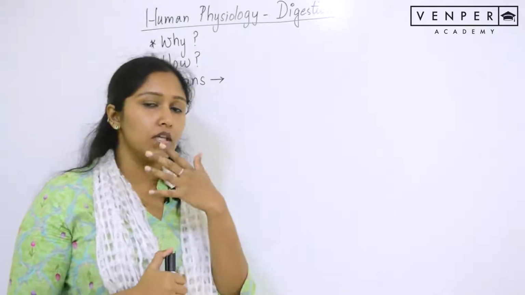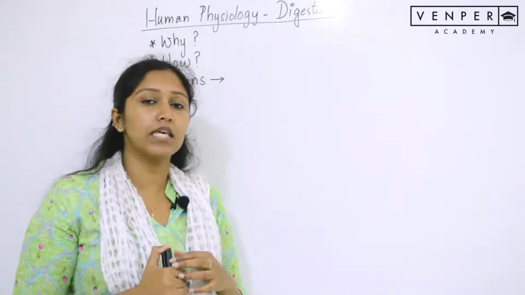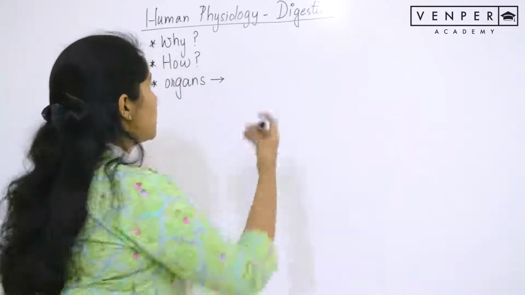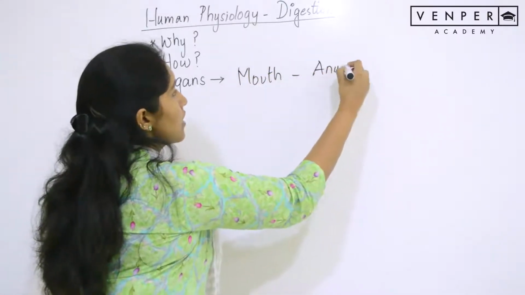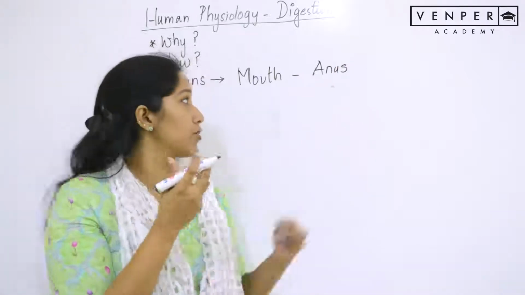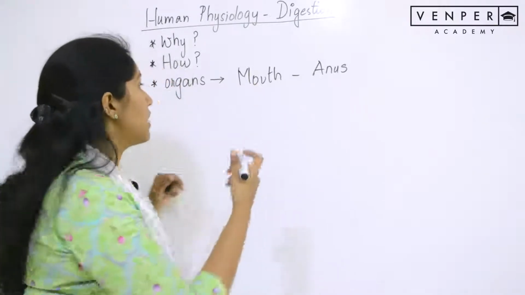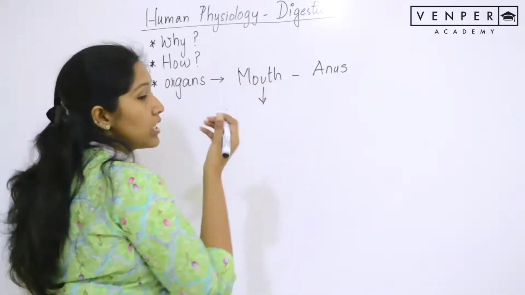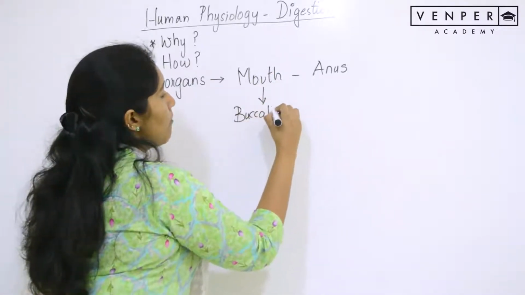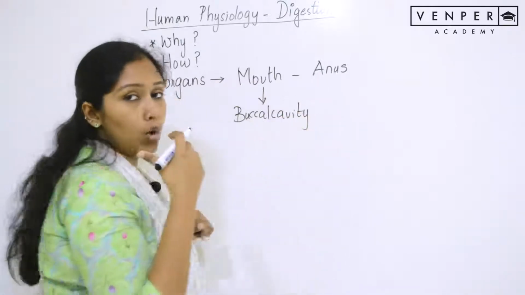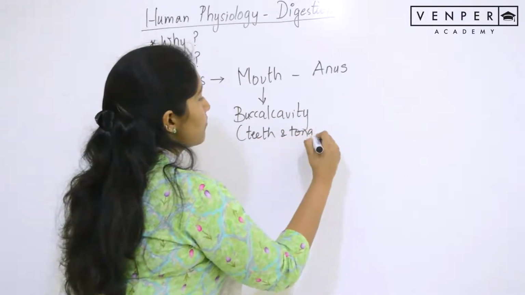So starting with the mouth is the first portion of the alimentary canal. So alimentary canal is basically the digestive tract that starts with your mouth and ends in the anus. So the mouth is the anterior portion and the anus is your posterior end. The mouth is situated anteriorly, and it is where you ingest the food, and then the mouth opens into a buccal cavity or the oral cavity which has your teeth and tongue.